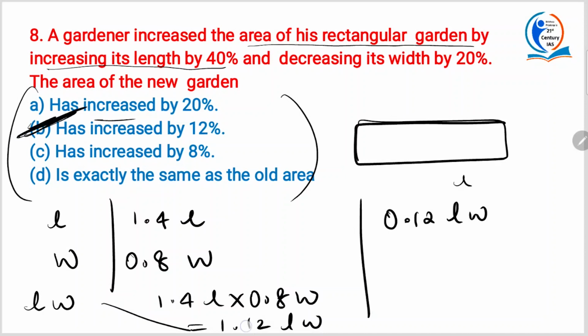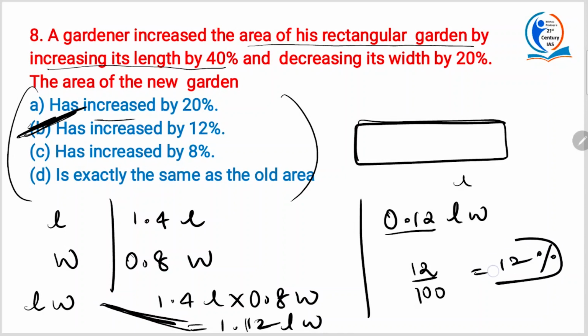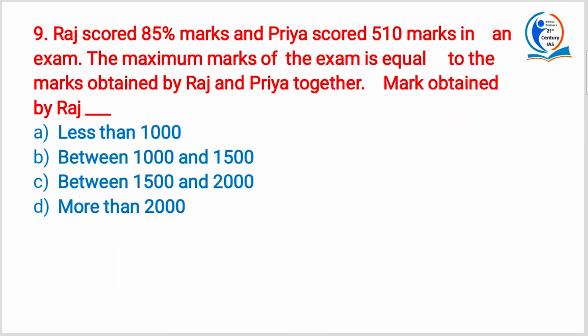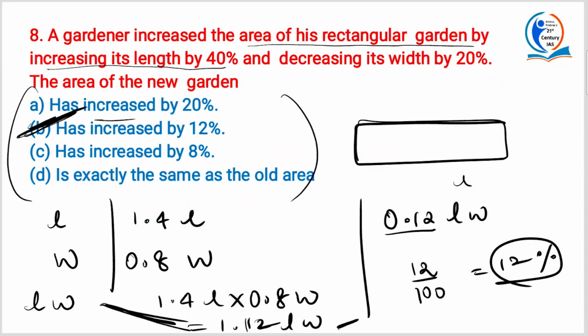Okay, the area increased by 12%. Now 0.12 means what? It is 12 by 100, that is 12%. So the difference you got is 12%, no? The new area is 12% more than the old area. Alright, so B is the answer. This is also a PYQ.